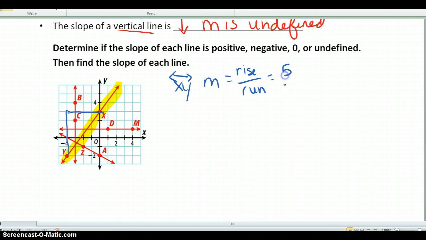And the rise was up 5, and then I had to go over 1, 2, 3, 4. So the slope of that line is 5 over 4, the slope of XY.